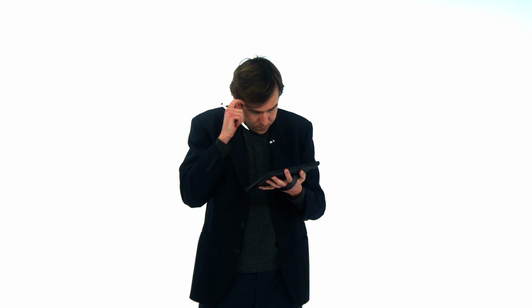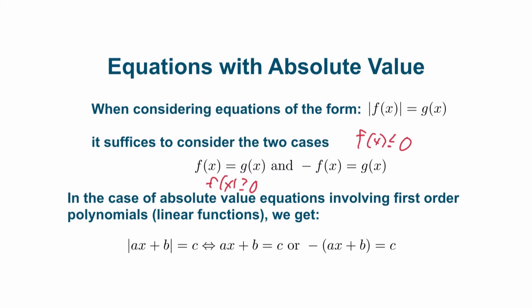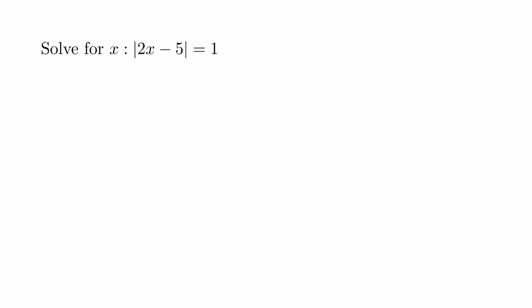Now, this becomes particularly simple when I have a linear equation. In that case, the minus sign just distributes through the ax plus b, if there is one. So if I'm given absolute value ax plus b equals c, then all I need is that ax plus b is equal to c, or negative ax plus b is equal to c. So let's look at an example.